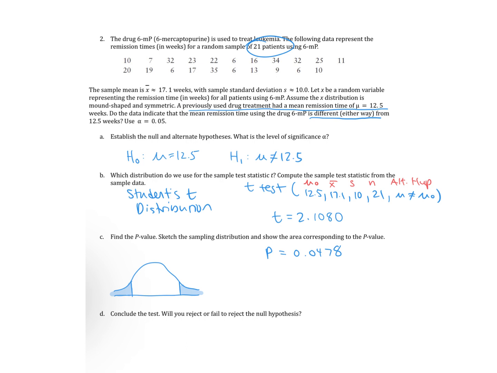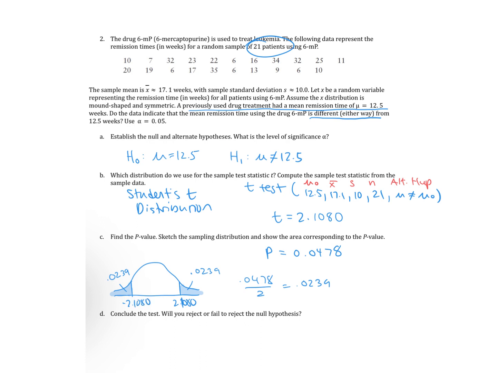If we divide p in half, 0.0478 divided by 2, we get 0.0239. That would be the area of each of these little tails. For a t-value of 2.1080, and it'd be negative 2.1080 on that side.